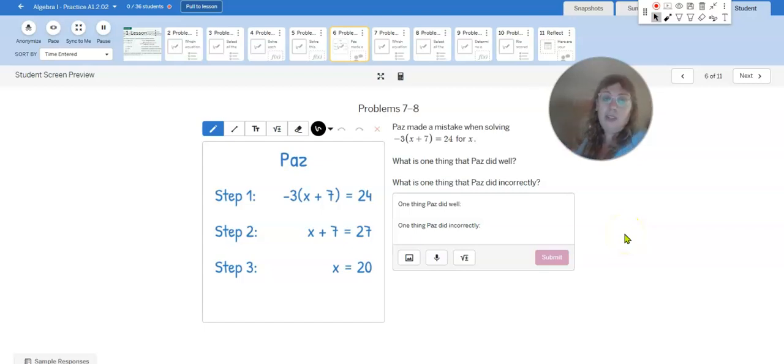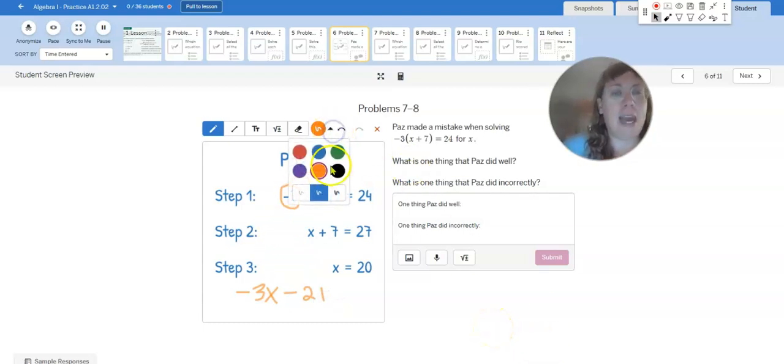Paz made a mistake when solving. Negative 3 times x plus 7 equals 24. What is one thing that Paz did well, and what is the one thing that Paz did incorrectly? So let's take a look at what we got going on here with Paz. So this negative 3 was on the outside, so we need to distribute it. Negative 3 times x is negative 3x. So this should be a negative 3x. And negative 3 times 7 is minus 21. That's what you would get if you distributed it.